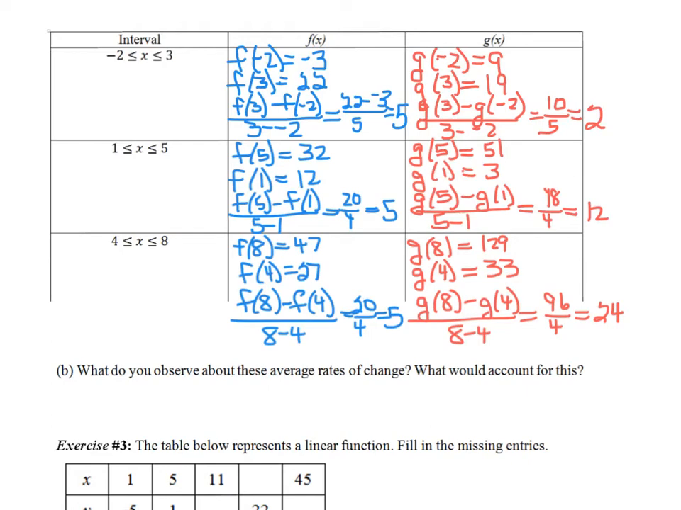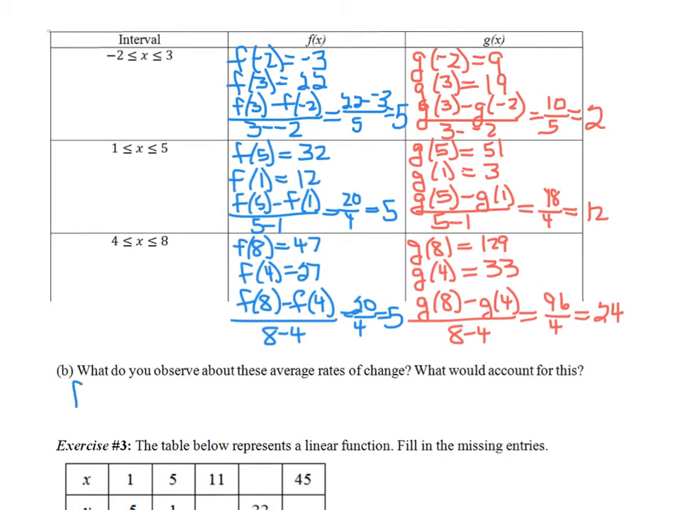Now, hopefully you observed that all of the answers for the rate of change for f(x) turned out to be 5. What might account for this? Think about it for a minute. However, for g(x), all of the answers turned out different. Why would the answers turn out different for g(x)? It has something to do with the type of function f(x) and g(x) each are.